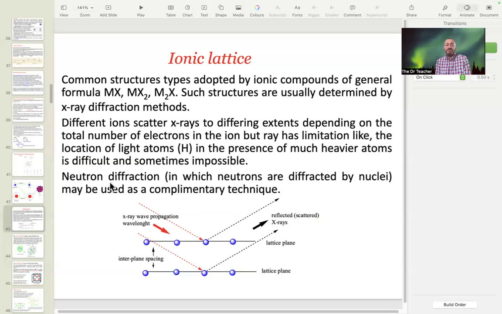Neutron diffraction, in which neutrons are diffracted by nuclei, may be used as a complementary technique. So there is another method to measure or find the lattice. For the bigger molecules, we can use neutron diffraction. That's the diffraction of neutrons by the nuclei.